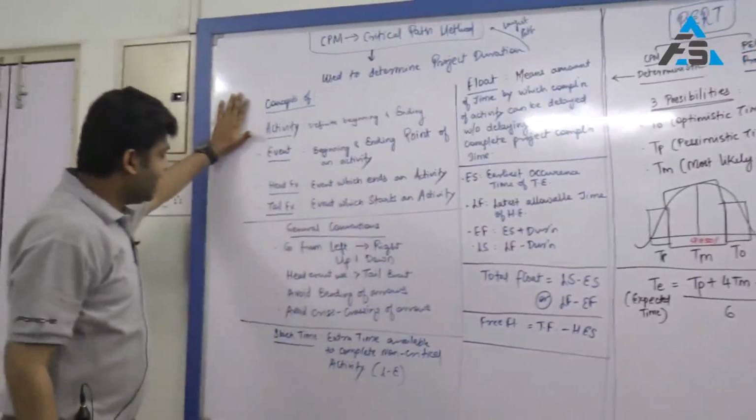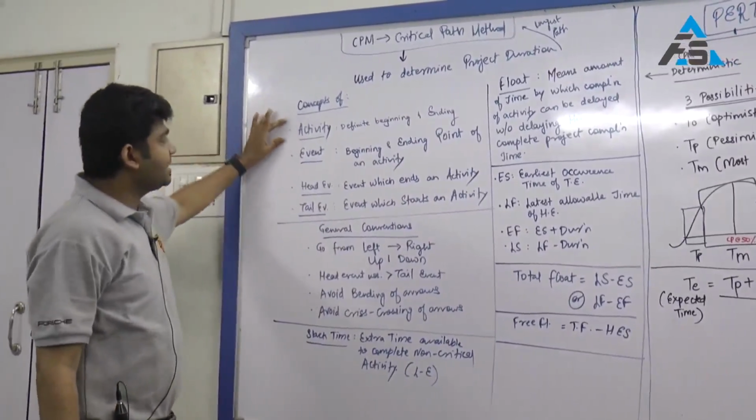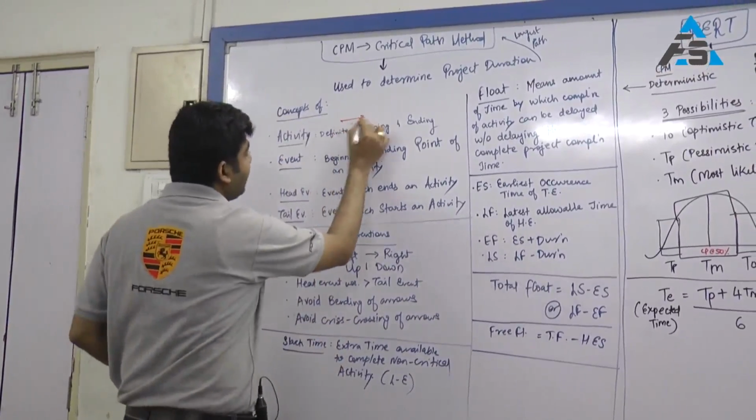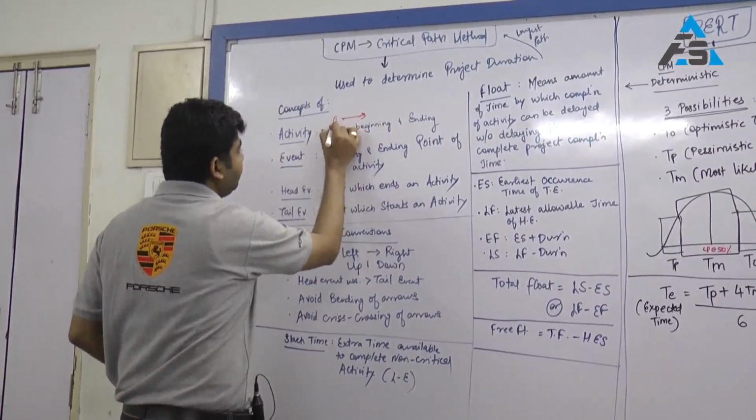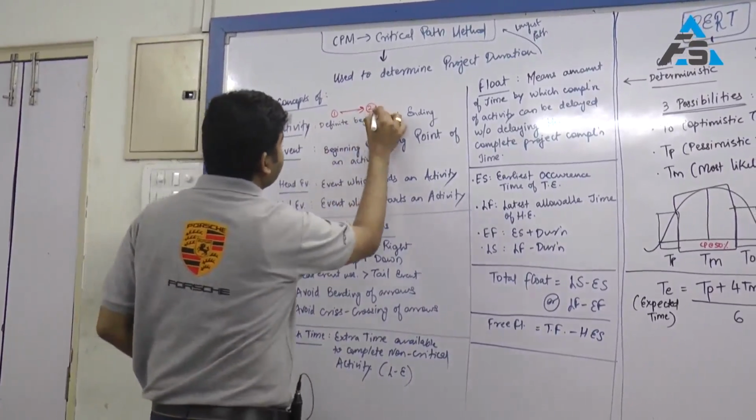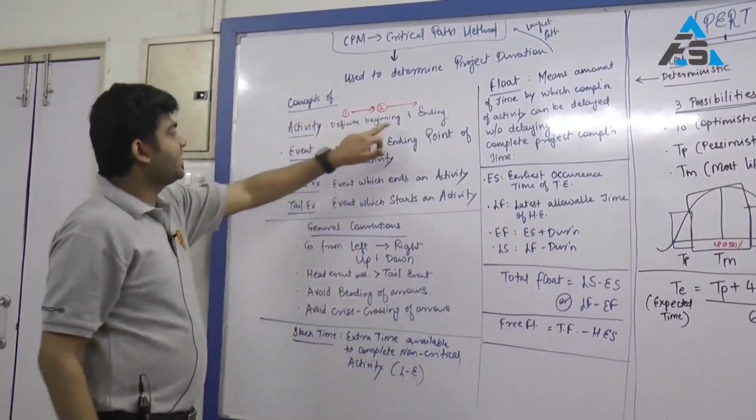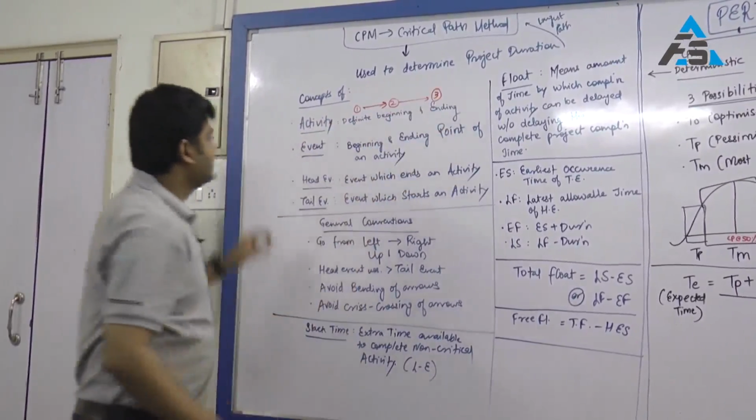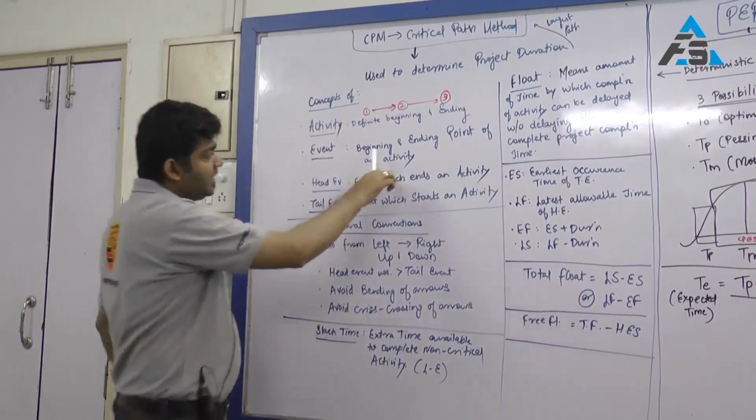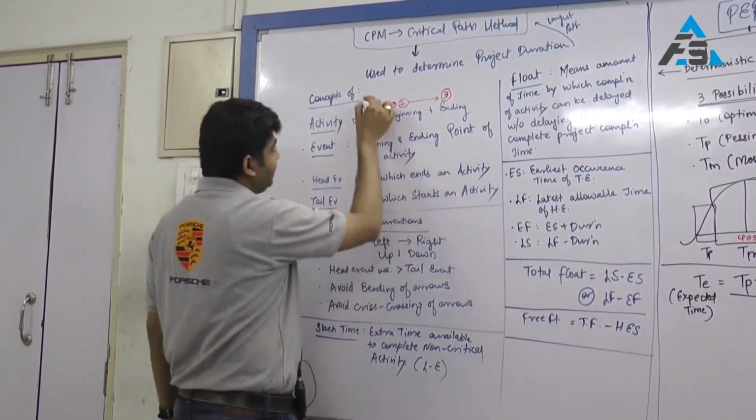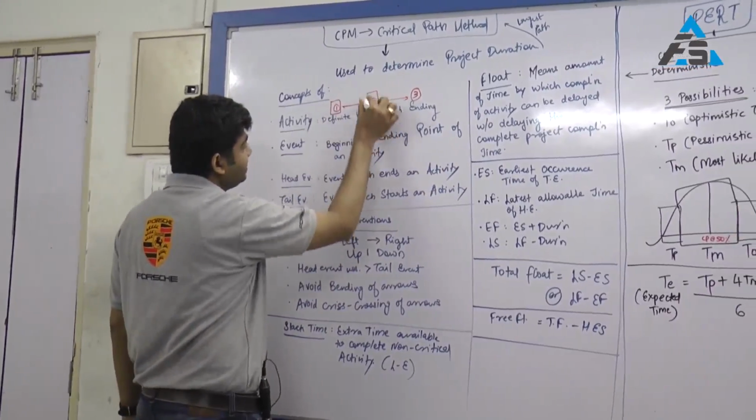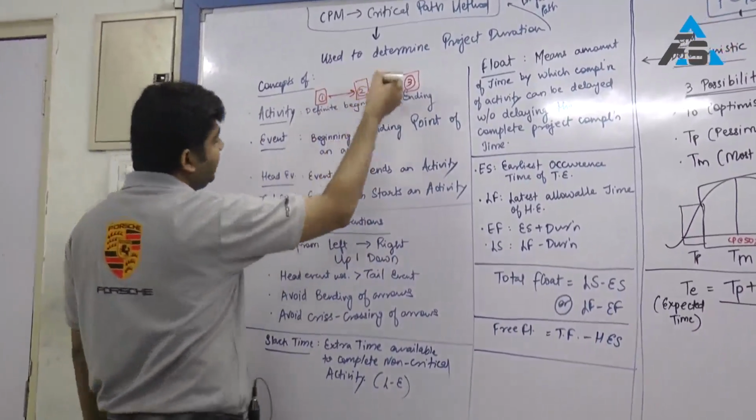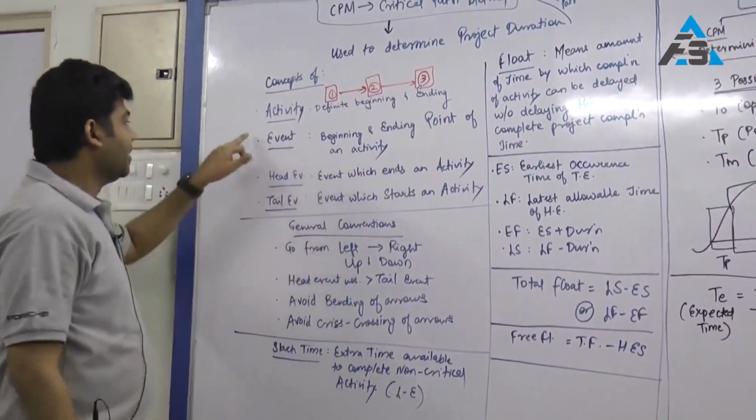What are the concepts as far as critical path is concerned? First, activity. Activity has a definite beginning and ending, denoted by an arrow. So here activity 1 to 2, activity 2 to 3. This is an activity, has a beginning, has an ending. Second, event, the beginning and ending point of an activity. This is an event, this is an event, this is an event. So the beginning point or ending point of an activity is called an event.